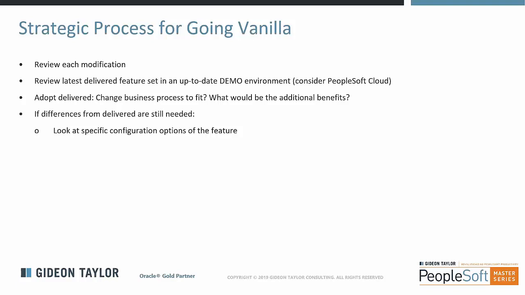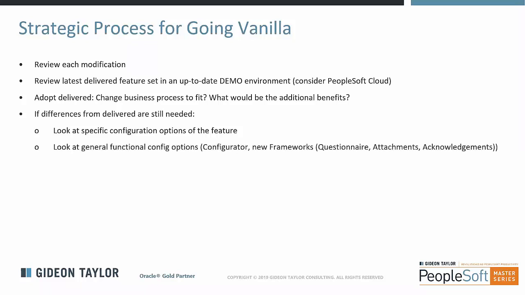So I could look in position data and see, well, can I change the labels? Can I turn the fields on or off in the actual position data module? If not, then I can look at general functional configuration options like page and field configurator. There are new frameworks that I could maybe stick into the process: the questionnaire framework, attachment framework, acknowledgements. Maybe those can cover me. If not, then, okay, let's look at general technical extension options. That includes drop zones and event mapping.